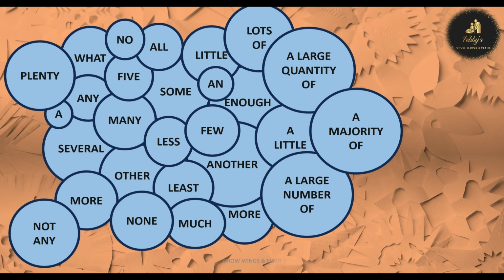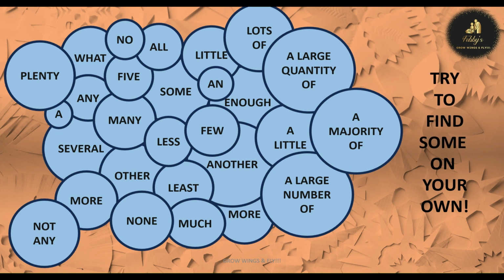2. Can I have some bananas, please? Can you guess the determiner? Yes, it is some. 3. Dad is bringing a large quantity of cotton. The determiner is a large quantity of. There are many more that you can list down yourselves.